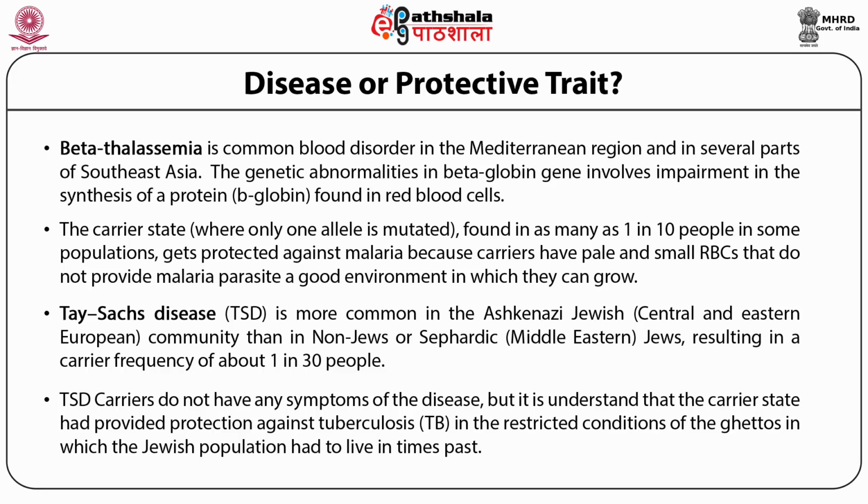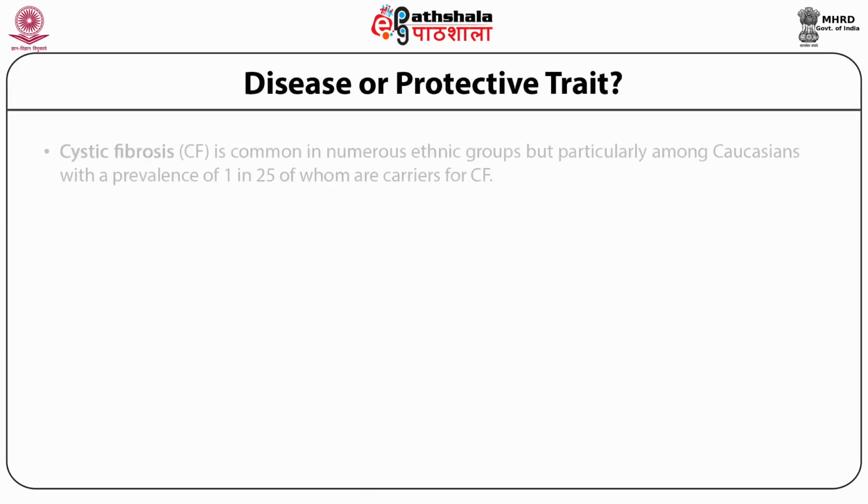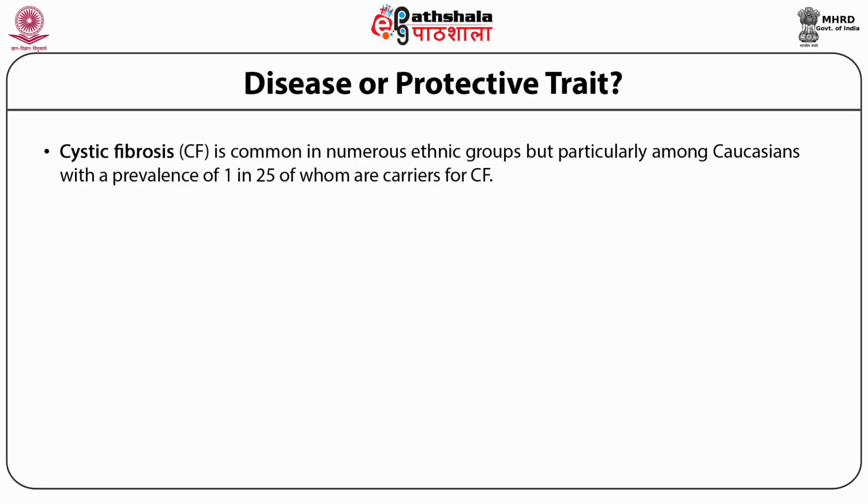In 1988. The other example is cystic fibrosis, CF, which is common among Caucasians, with a prevalence of 1 in 25 being carriers for CF, and it is also found in numerous ethnic groups. The chloride movement across the cells gets affected and causes lung and pancreas problems in the disease state, as reported by Noone et al. 1989.